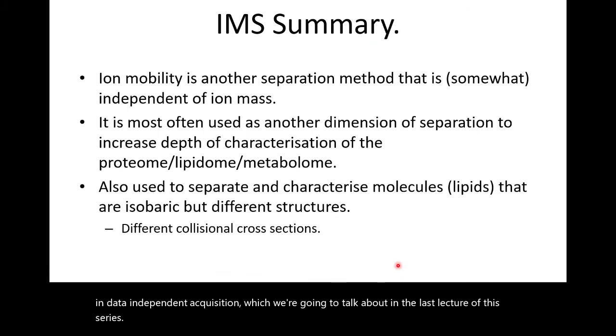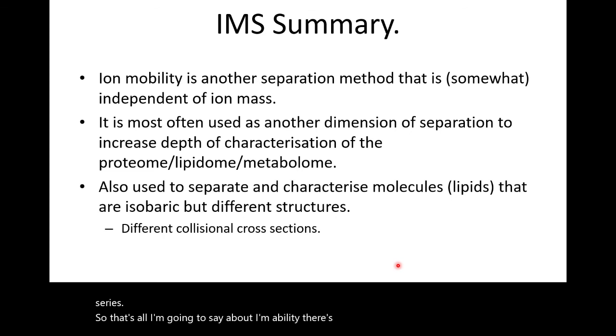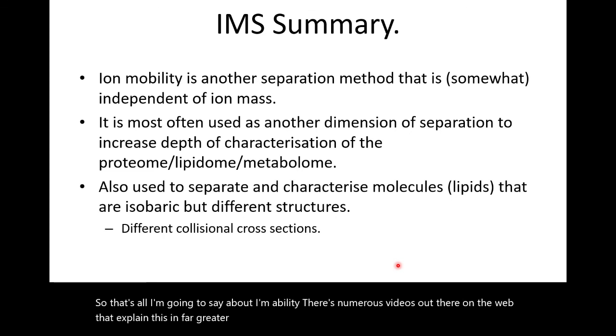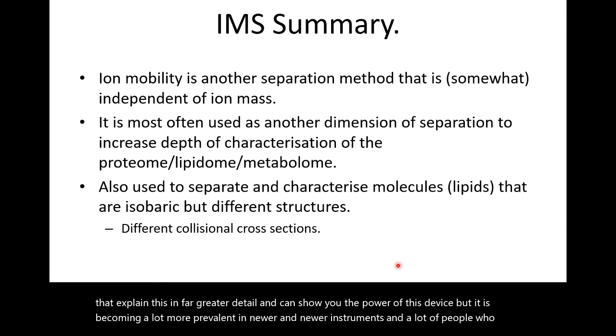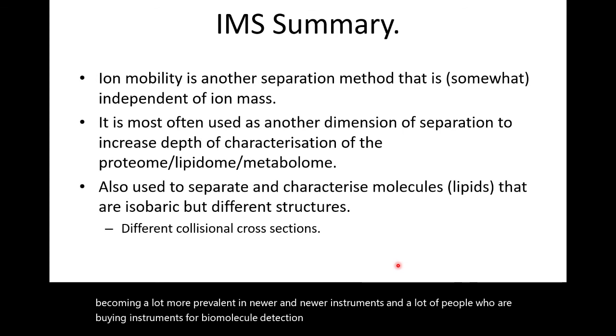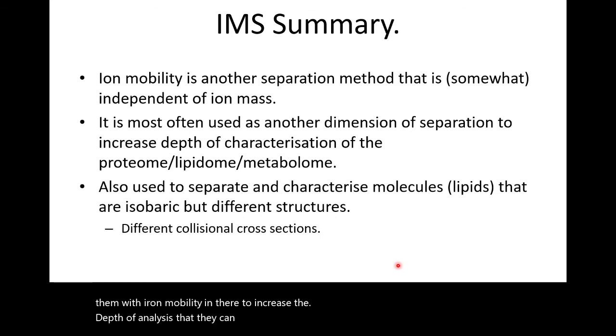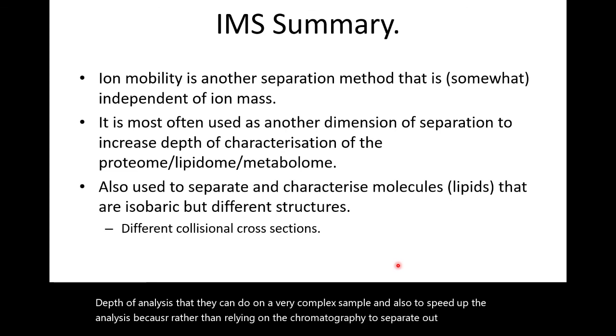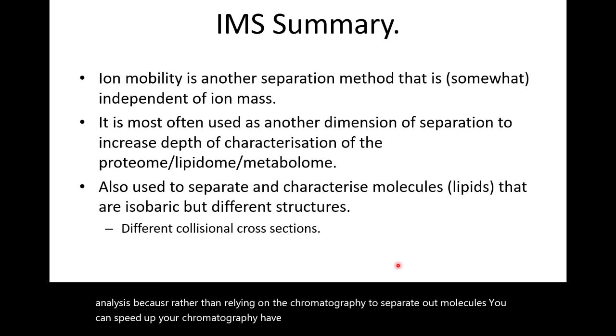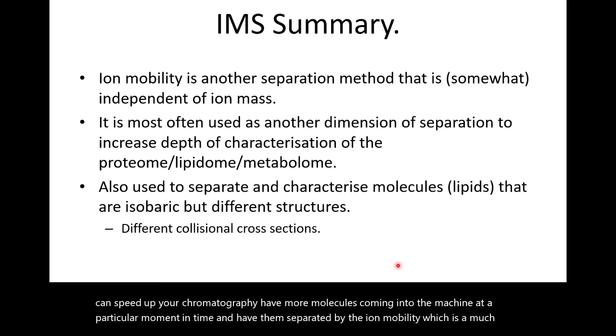So that's all I'm going to say about ion mobility. There are numerous videos out there on the web that explain this in far greater detail and can show you the power of this device. But it is becoming a lot more prevalent in newer and newer instruments, and a lot of people who are buying instruments for biomolecule detection, especially shotgun proteomics, are buying them with ion mobility in there to increase the depth of analysis that they can do on a very complex sample, and also to speed up the analyses. Rather than relying on the chromatography to separate out molecules, you can speed up your chromatography, have more molecules coming into the machine at a particular moment in time, and have them separated by the ion mobility, which is a much faster separation mechanism than chromatography.